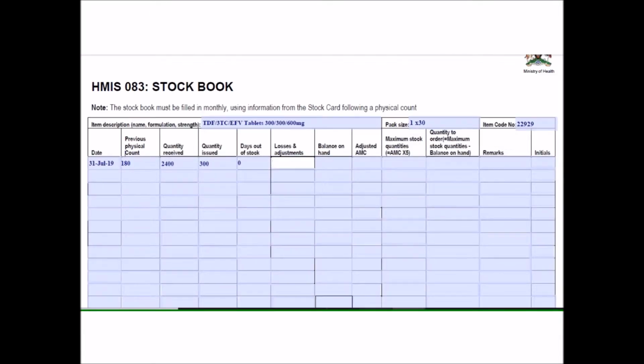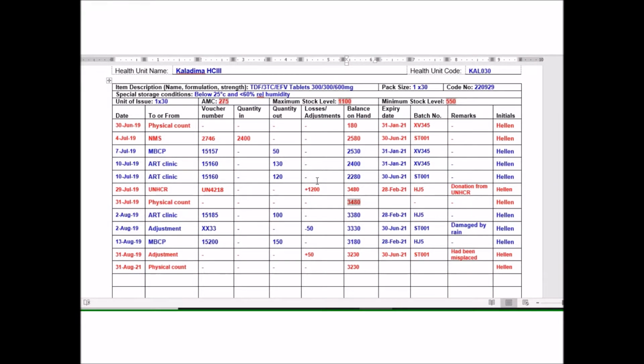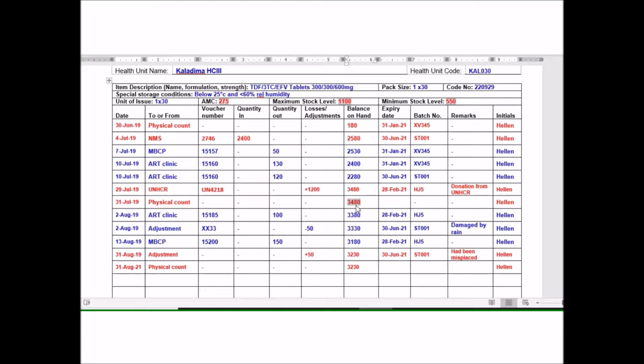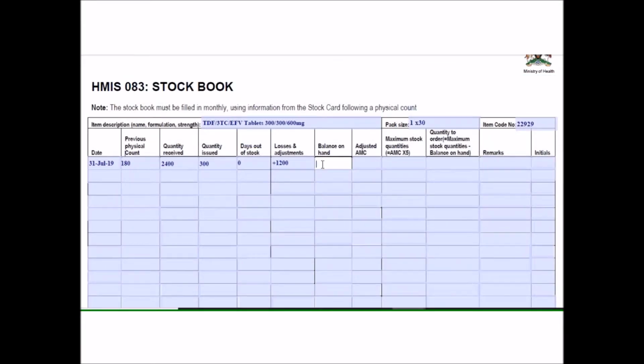I'll go and add up the adjustments. Is there any adjustments we had? Yes, there's one positive adjustment of 1,200, and there's no other positive or negative adjustment. So our net adjustment is that positive 1,200. And our physical count at the end of July is 3,480. We'll bring it here. 3,480 is our physical count balance at the end of July.